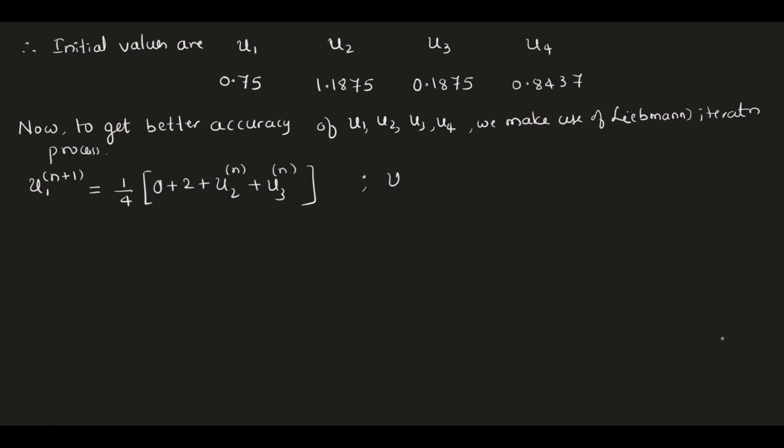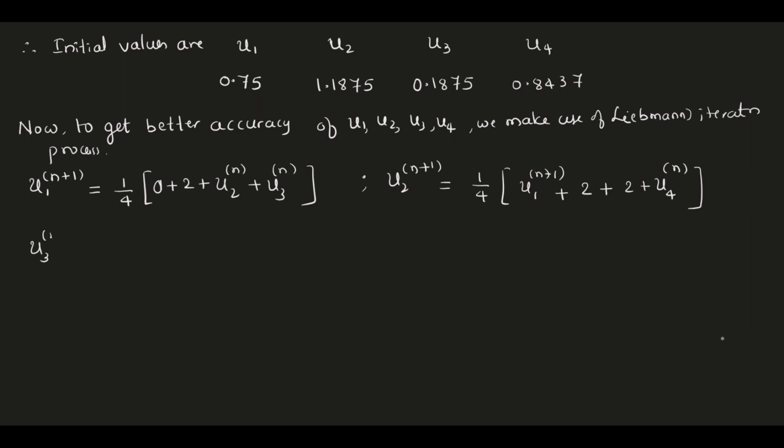Next, u2 of n plus 1. According to the standard 5-point formula for u2, 1 by 4 of what? u1 of n plus 1, now you have got u1. So u1 you already know in the first iteration. That's why for this you have to write n plus 1. Yes, plus on the right side it is 2, plus on the upper side 2, plus down it is u4. u4 you still don't know, so you have to use the initial value u4 of n.